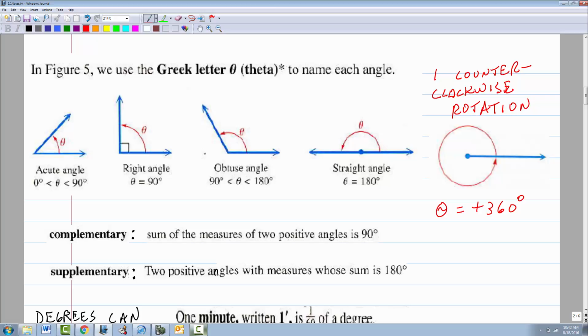Some of you may have never seen an angle more than 180. You're going to have to get used to that. Obviously, a full circle is what? 360. Okay, so let's go.